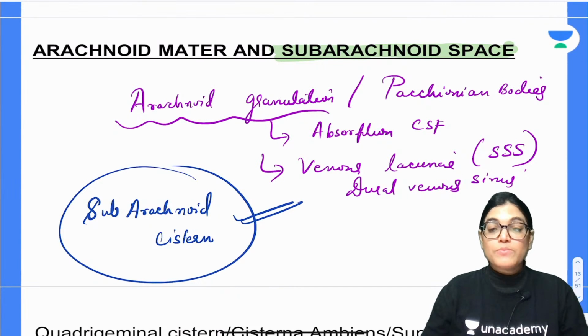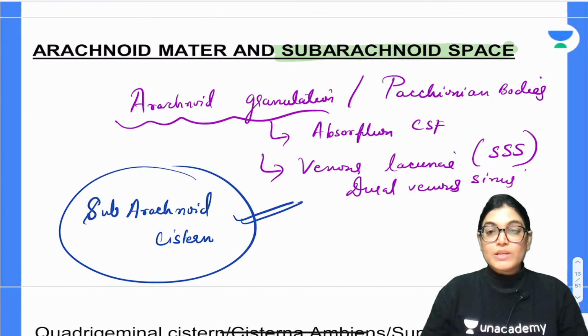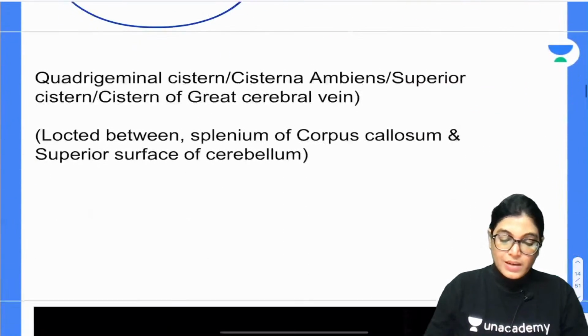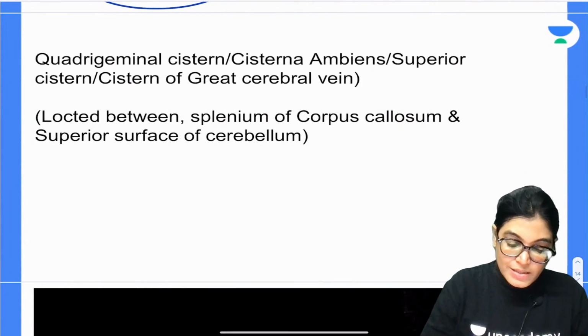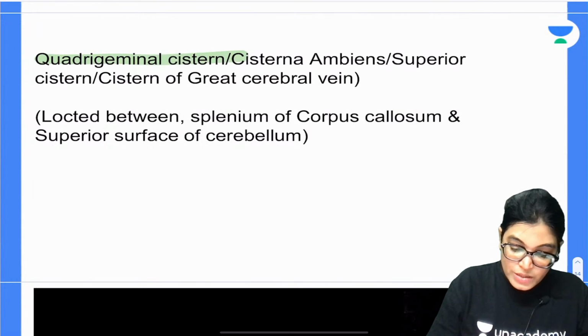We have various important types of subarachnoid cistern. So I would like to brief all the important locations of subarachnoid cistern. Let's discuss it one by one. Let's start with the first subarachnoid cistern, the most important one.